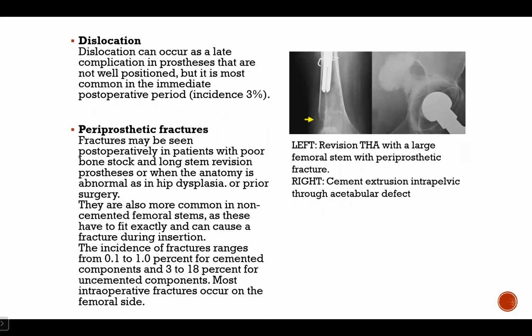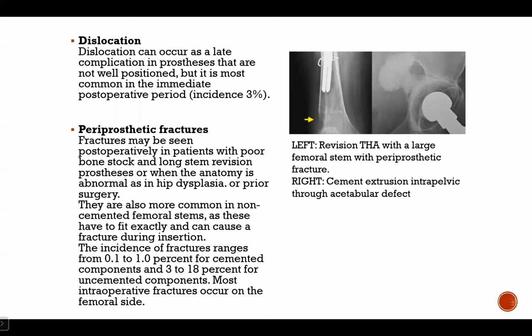Periprosthetic fracture. A fracture may be seen postoperatively in patients with poor bone stock and long-term revision prosthesis, or when the anatomy is abnormal, as in hip dysplasia or prior surgery. They are also more common in non-cemented femoral stems, as these have to fit exactly and can cause a fracture during insertion. The incidence of a fracture ranges from 0.1 to 1% for cemented components and 3 to 18% for uncemented components. Most intraoperative fractures occur on the femoral side.